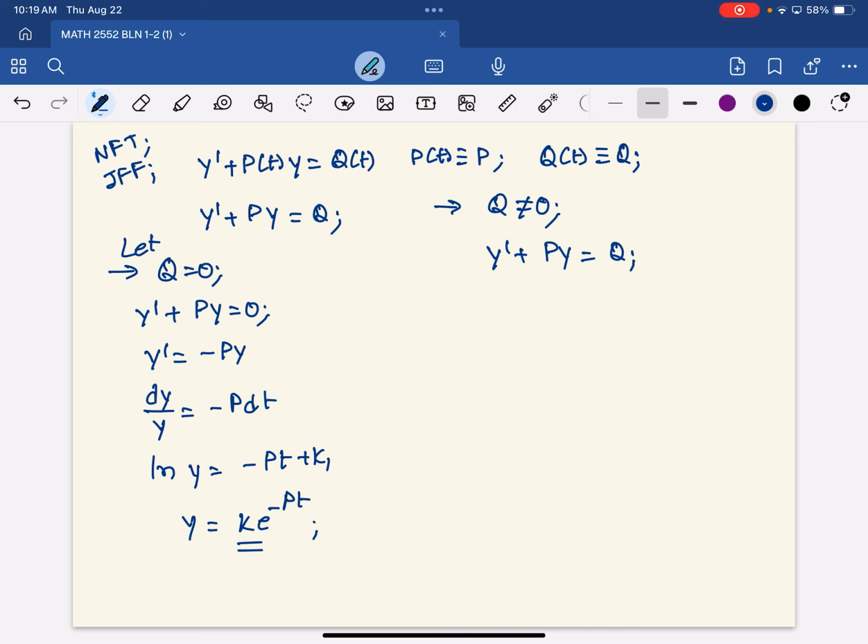Then they said, okay, because when my right side is 0, my solution is looking like this, so when my right side is not 0, maybe my solution might still look like that. That was their hunch. Okay, that was their guess. So they said, okay, let's start with something like denote yp as u1 of t times e to the negative pt.